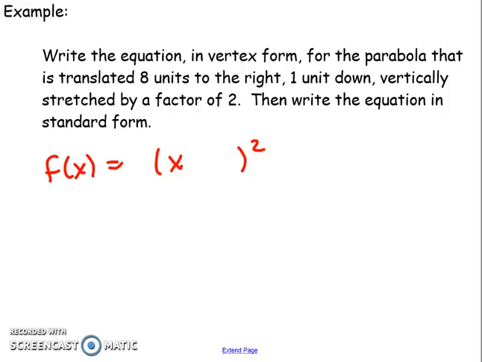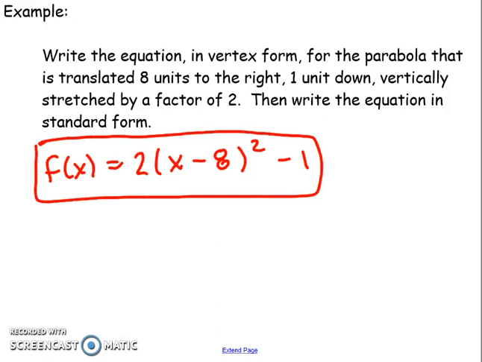Then it's saying that it is translated 8 units to the right. So if it's moving to the right or the left, that's going to be inside the parentheses with the x. And remember that that's the opposite sign. So if it's 8 to the right, that means that we're going to have minus 8 on the inside. It's 1 unit down, so we're going to have minus 1 on the outside. And it's vertically stretched by a factor of 2. So 2 is going to go in the front. So this is my vertex form.